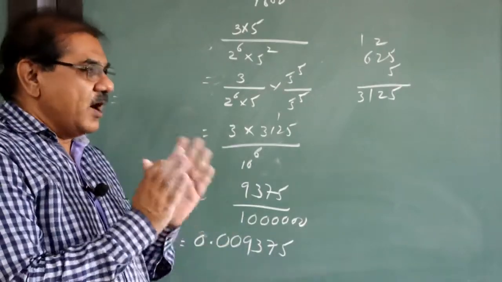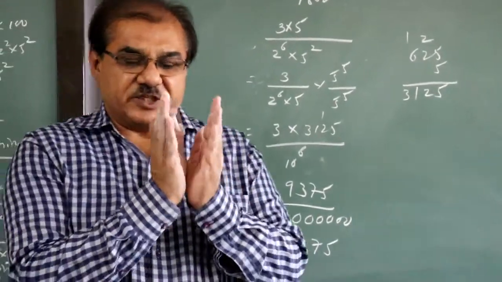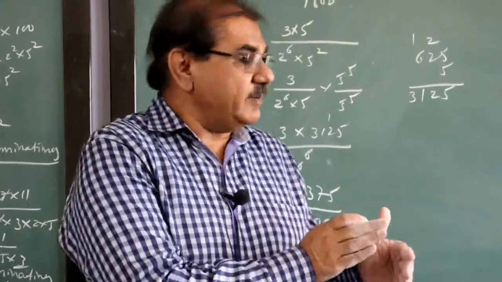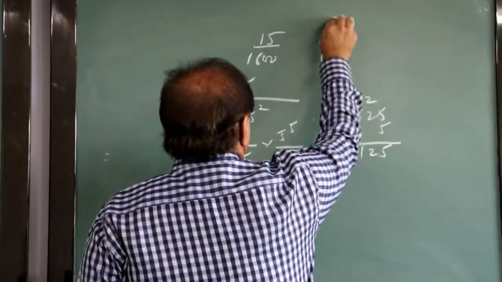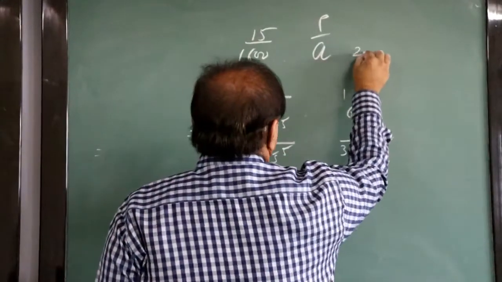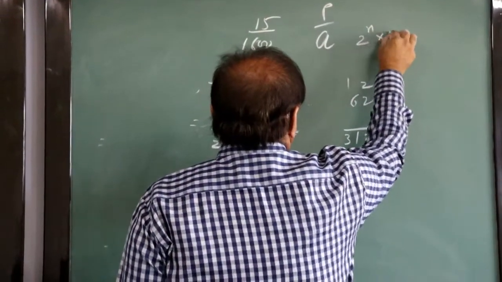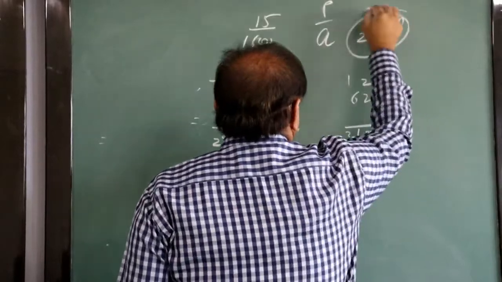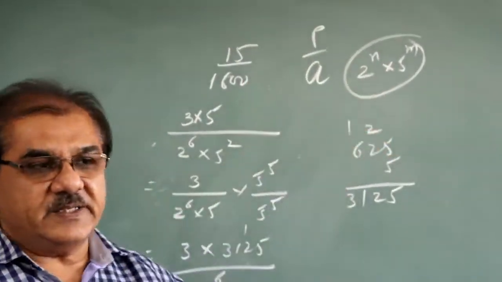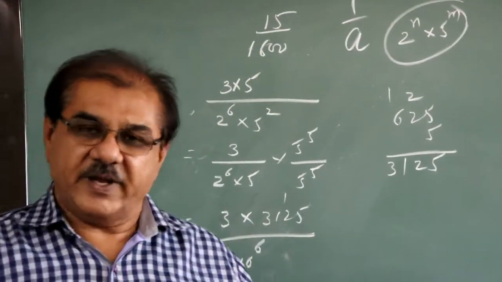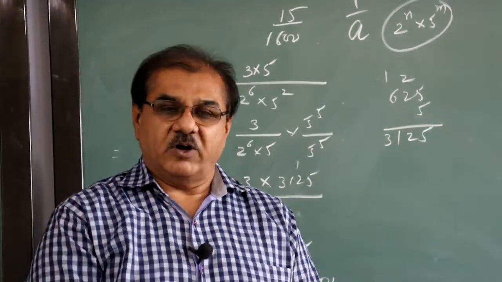Okay. So how to check whether the given fraction is terminating or non-terminating, repeating? You have to check the rule: the prime factorization of q in p upon q. If it is in the form of 2 raised to n multiplied by 5 raised to m, then it is terminating, and if it is not so, then it is non-terminating, repeating. Okay. So thank you very much. That's all for today. Thank you.